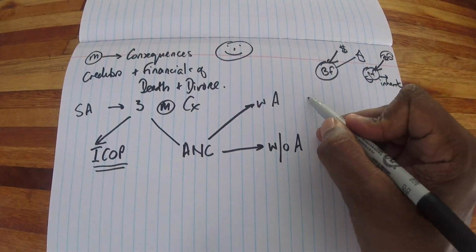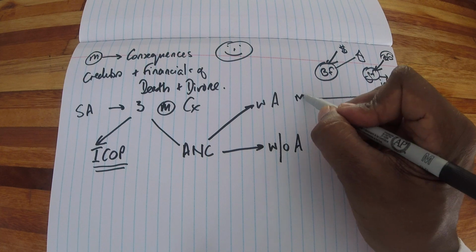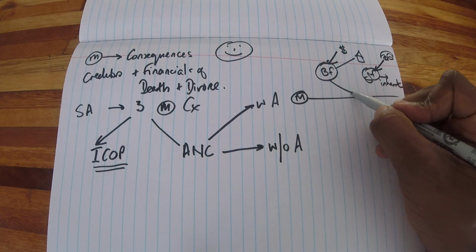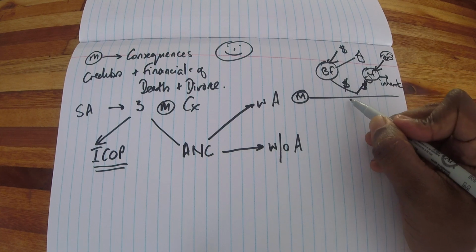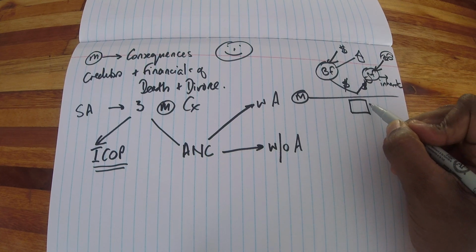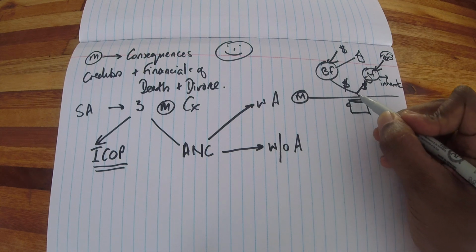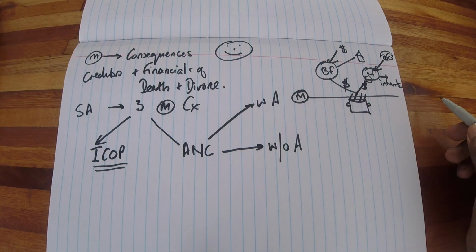Now, at in community of property stage, this is the marriage line. At in community of property, all of these assets are joined into one little pot. That's my little pot, and everything goes into the pot.